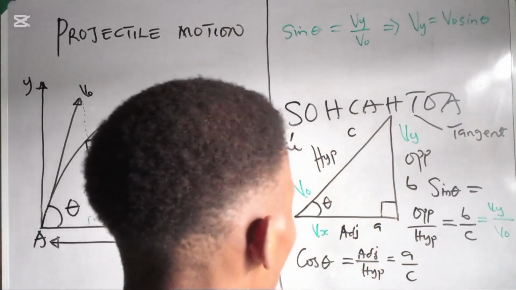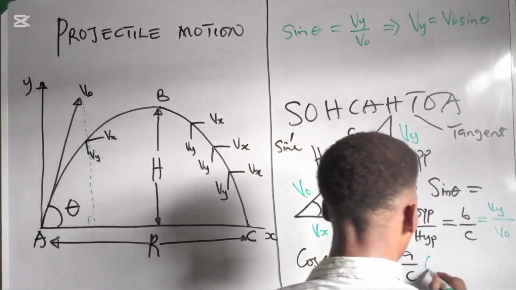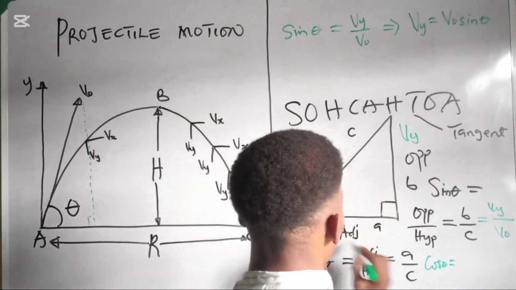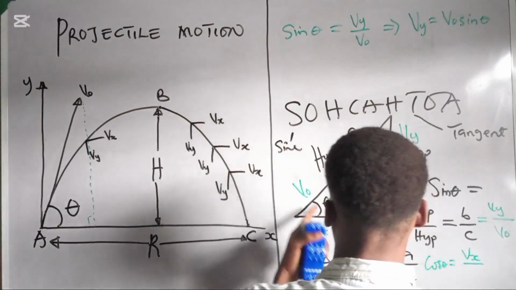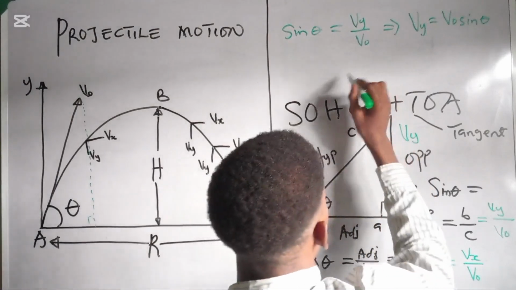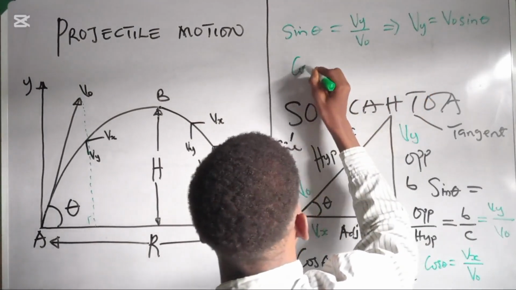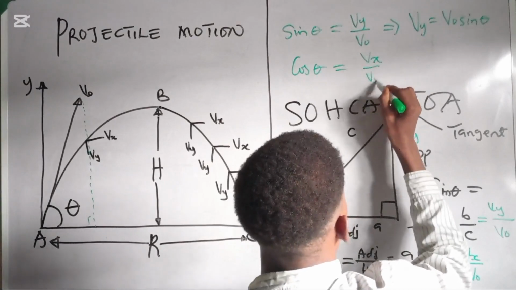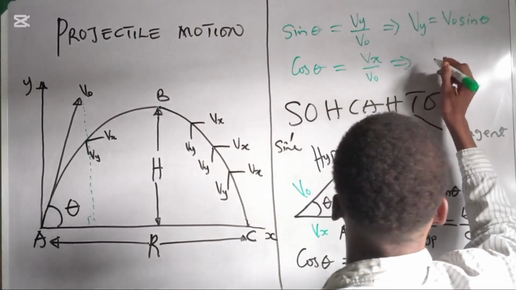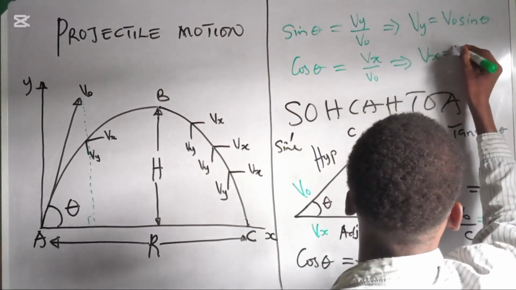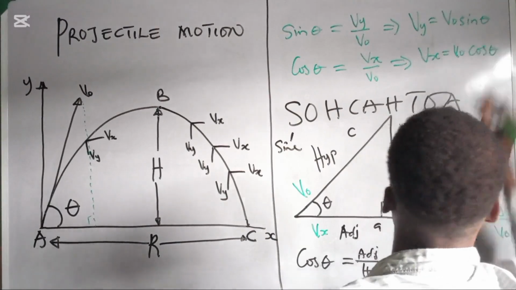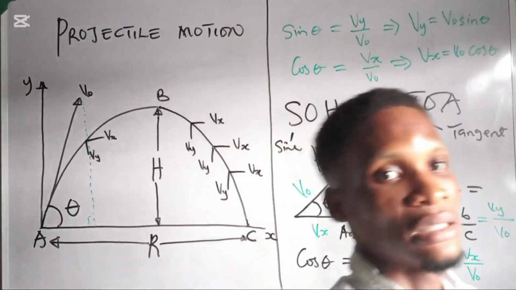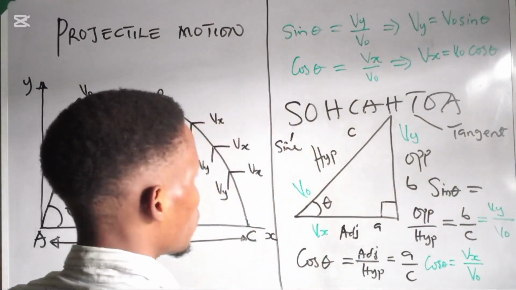If you do the same thing for cos theta, cos theta is equal to adjacent over hypotenuse. Our adjacent here is Vx, all over our hypotenuse, V naught. So cos theta is equal to Vx over V naught, and by cross multiplication, Vx is equal to V naught cos theta. That's how I got that Vx is this and Vy is that. That's what we need to do.